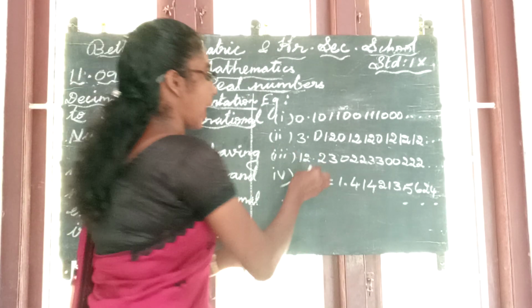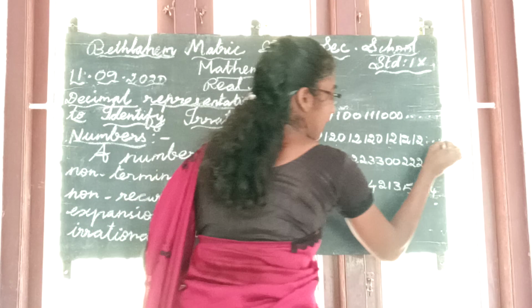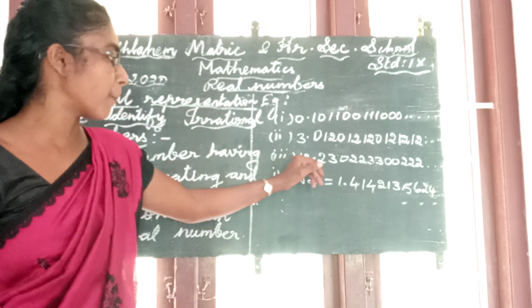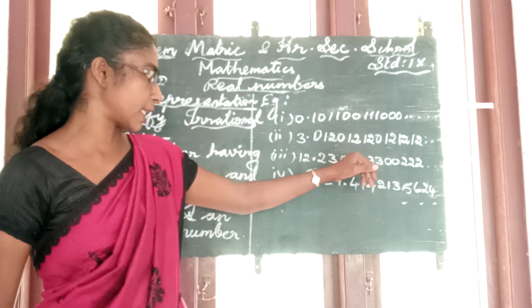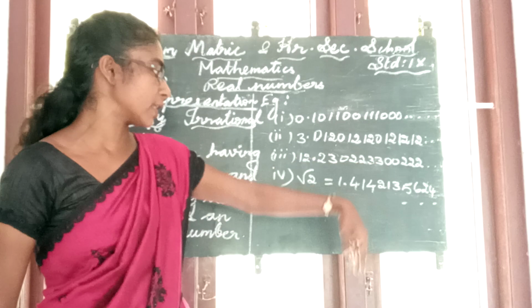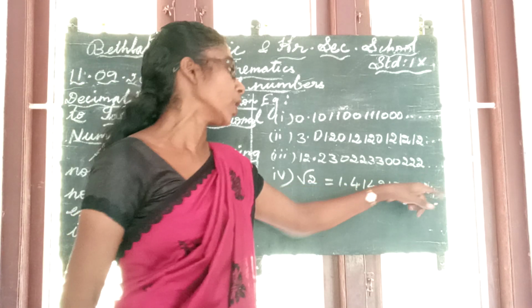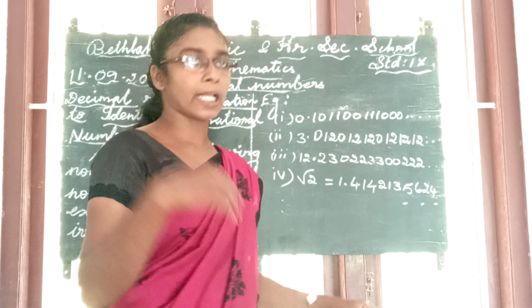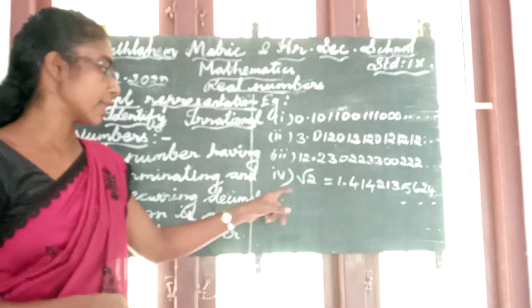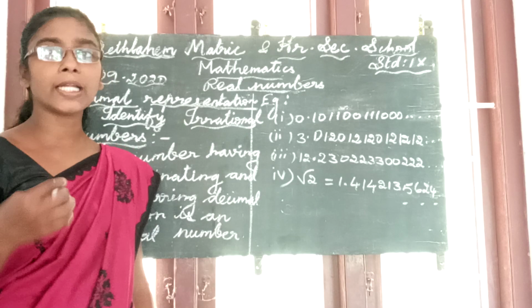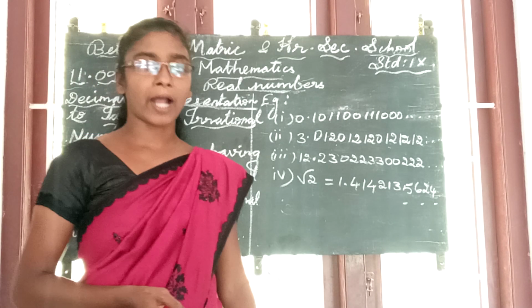Next, 12.23 etc. is compulsory. 12.230 22330022 next 333 etc. These are some irrational numbers. Many irrational numbers we can find.